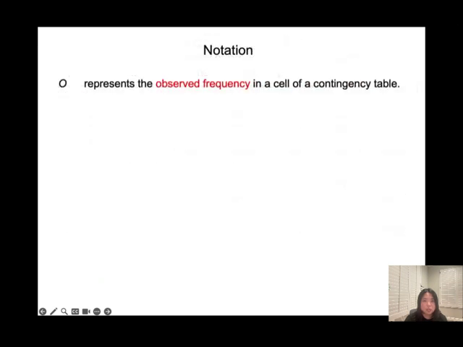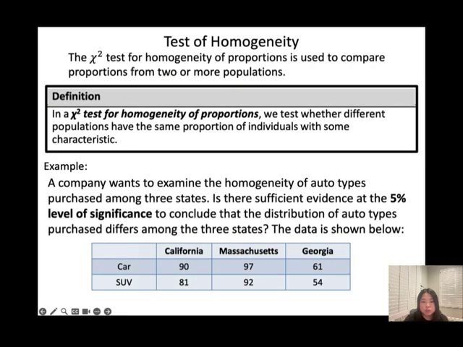Let's look at the notation. The notation will be similar to the test of independence. O is the observed frequency. So we're doing the survey, and then we write down how many people in California will purchase the car, and we write down the numbers here. So this is going to be the observed frequency.